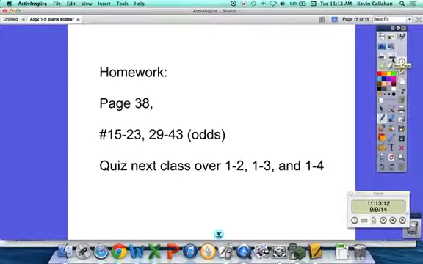So the homework is here. And again, next class, we'll do a quiz over 1.2, 1.3, and 1.4, which was real numbers, expressions, solving equations.